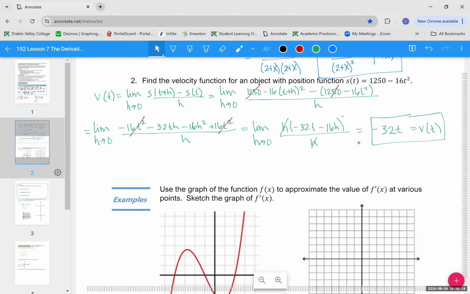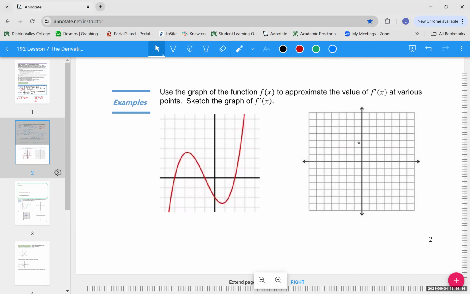All right, so we have one other type of thing that we're going to do with this derivative function, and that is try to get a sense of what it looks like. If we're given a graph of a function, what does the graph of its derivative look like? The directions here say use the graph to approximate values of the derivative at various points. And then we're going to try to plot that over here.